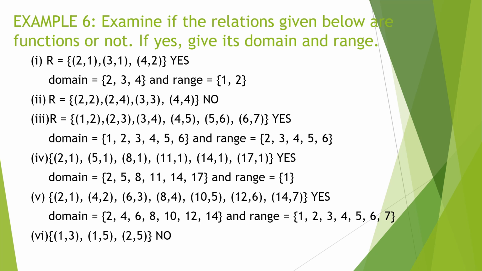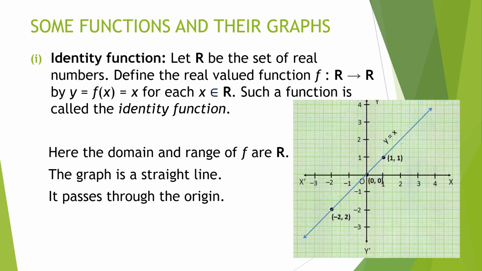Last one: (1, 3), (1, 5), (2, 5). It is not a function because (1, 3) and (1, 5) are two ordered pairs which have the same first element. We need to understand some types of functions and their graphs.